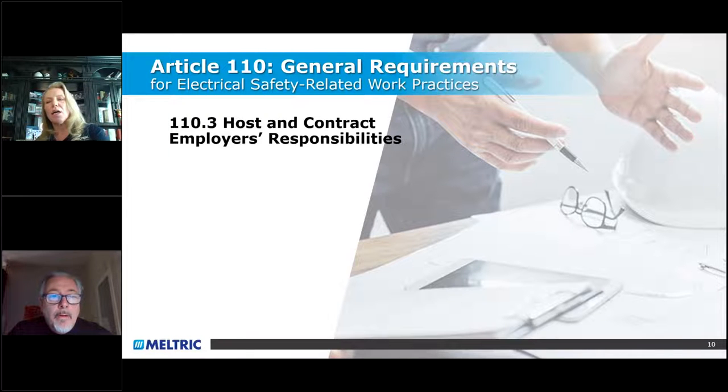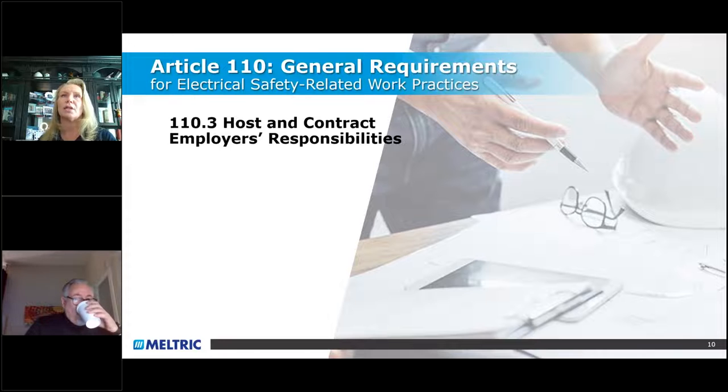Then the contract employer is responsible for implementing everything. But if they're not implementing safe work practices in the workplace, the host employer is meant to bring this up and document it when they discuss it with the contract employers.